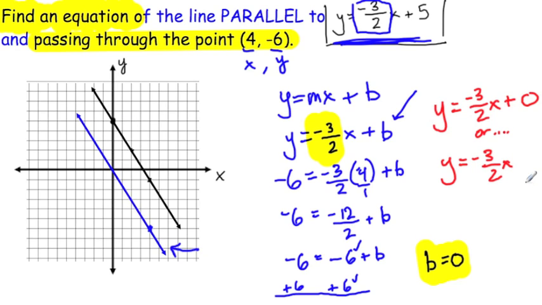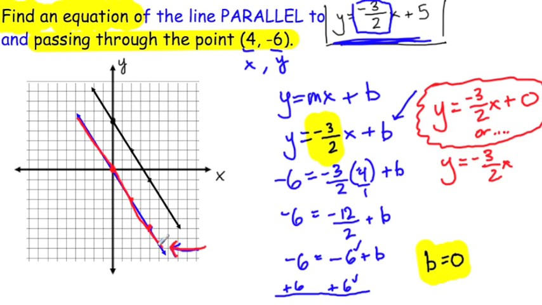So let's see if we graph this equation, let's see if we end up getting the line that we thought was parallel. Okay, so we start at 0. And from 0 we go down 3. 1, 2, 3 over 2. Perfect. 1, 2, 3 over 2. Perfect. We got it. We did a good job.